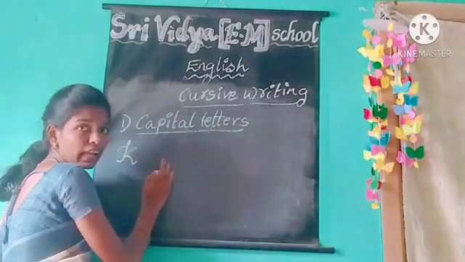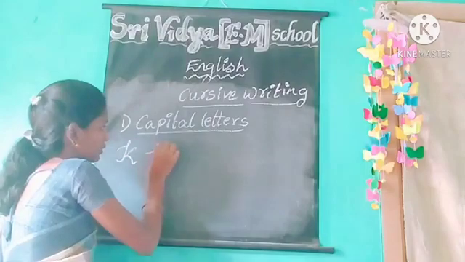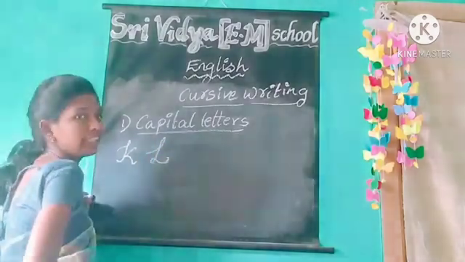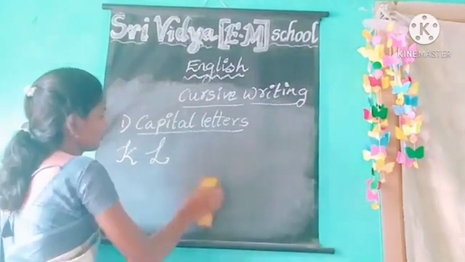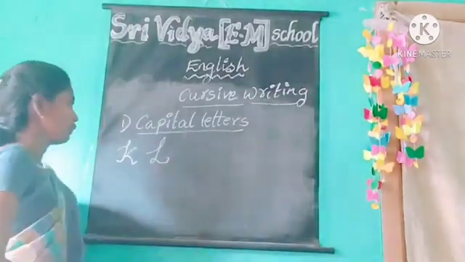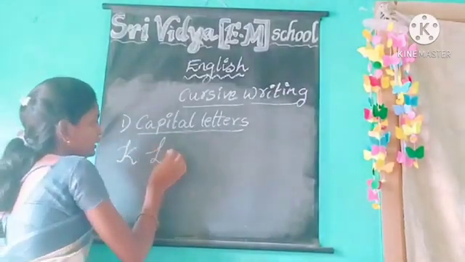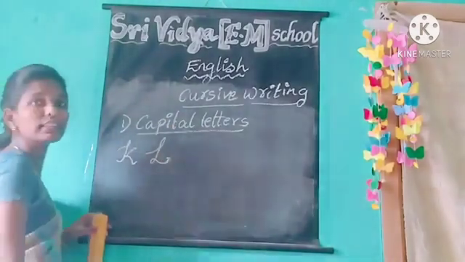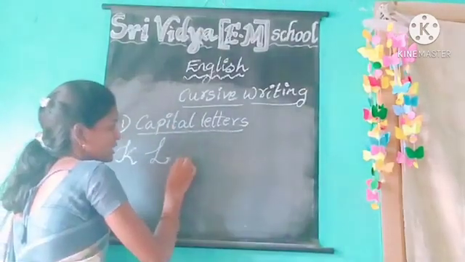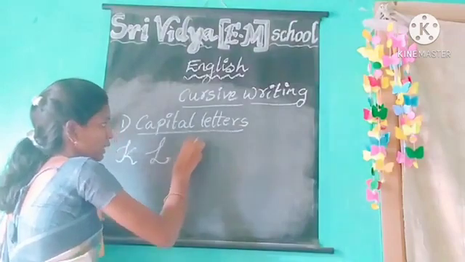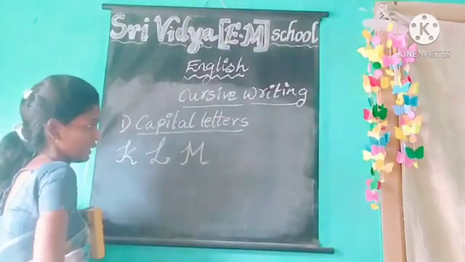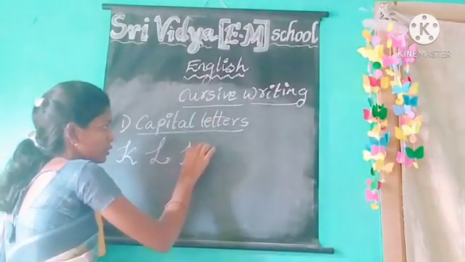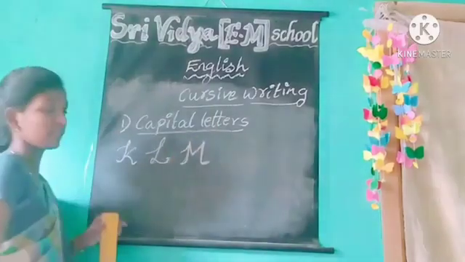The next after K, L. After K, the letter is L. So the letter L should be written like this. Okay. Then after L, what is the next letter? The next letter is M. M should be written like this. The letter M should be written like this.